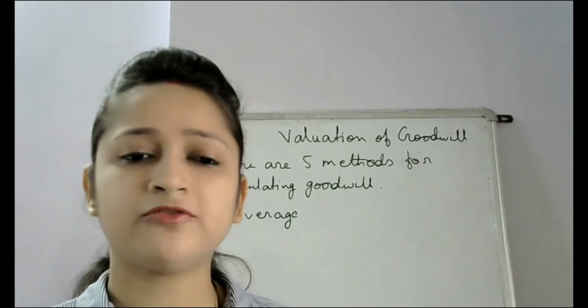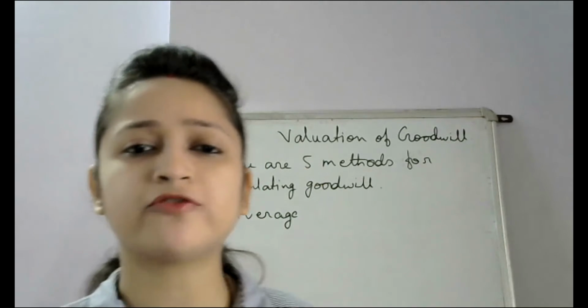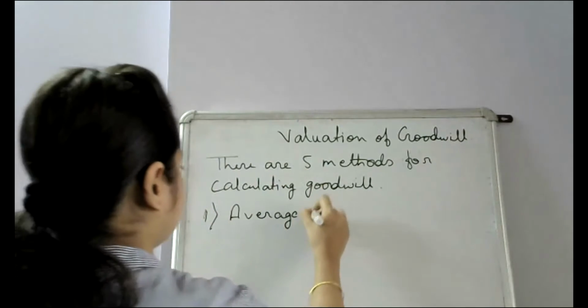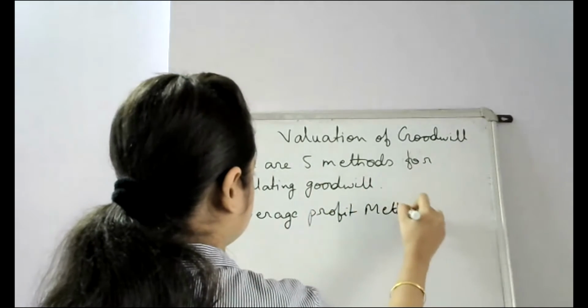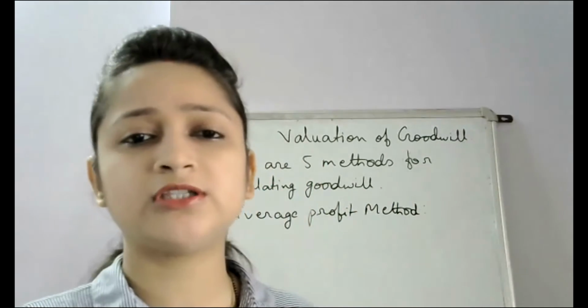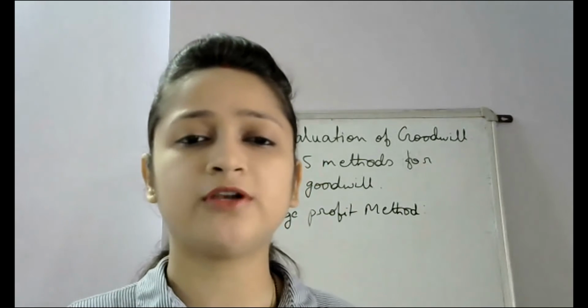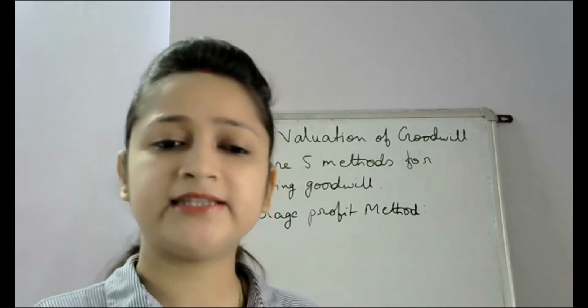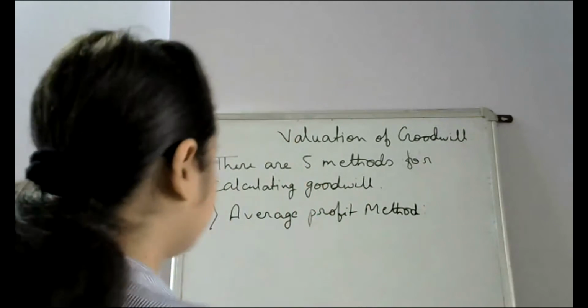So there are 5 methods for calculating goodwill. Number 1 method is average profit method. First write the steps of all the methods. So the first, if we are calculating goodwill from average profit method, then step 1 is we have to calculate average profit first.